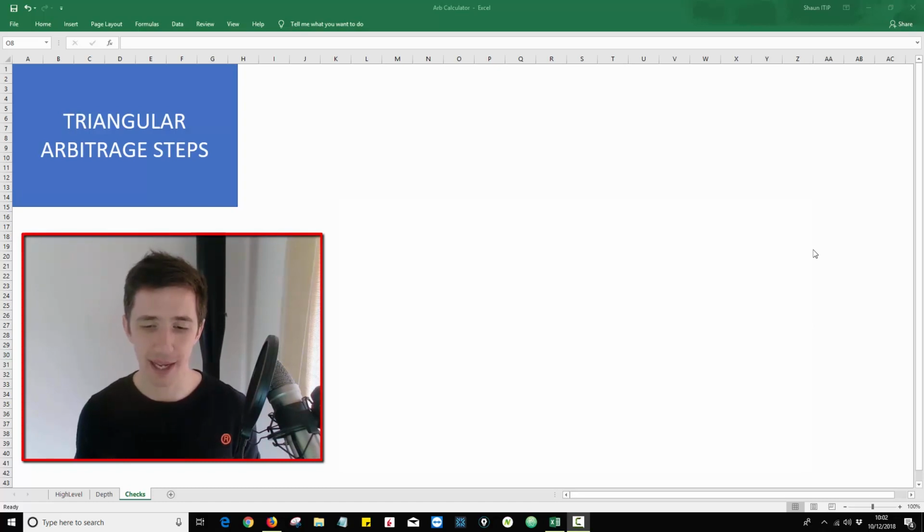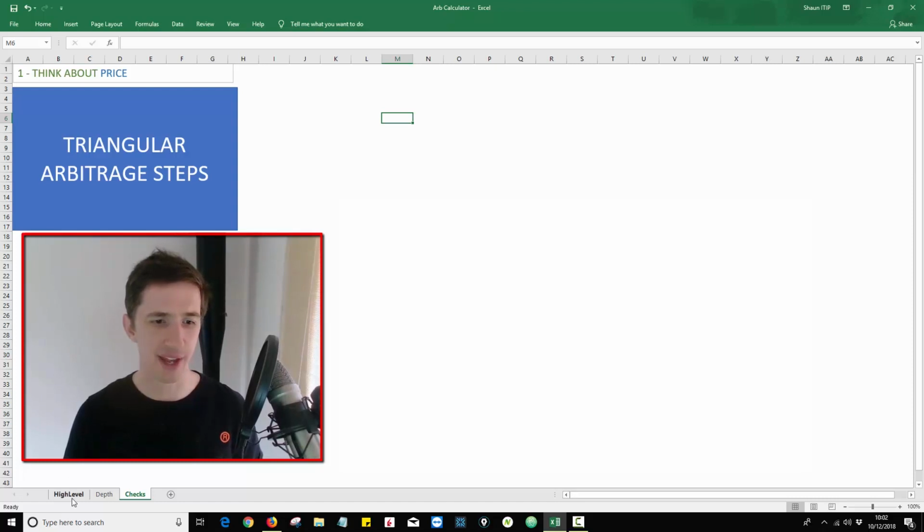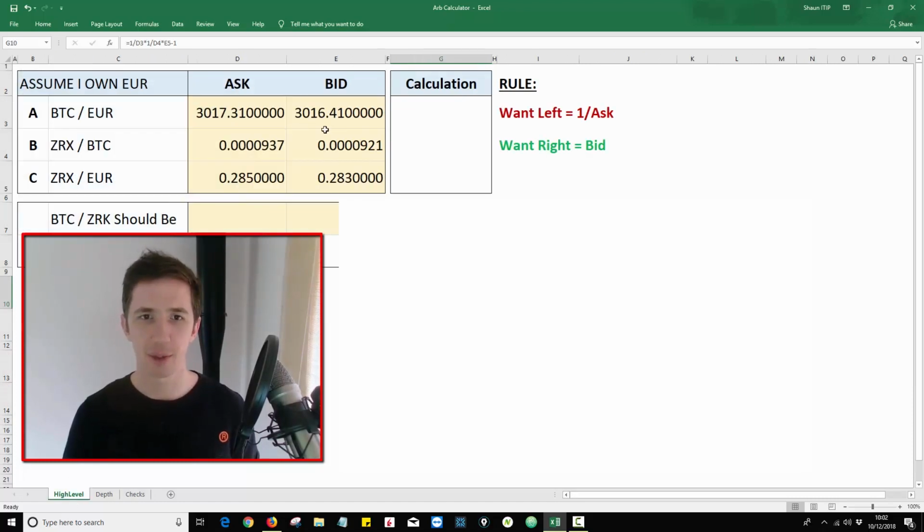Okay, so let's talk about how to make money in the real world with triangular arbitrage. There are a number of thought processes that I want to take you through right now. The first thing is pretty obvious. You want to think about the price, and we've already done that. We have a high-level calculation that will tell us whether there is a forward or a reverse arbitrage percentage that we can take advantage of.